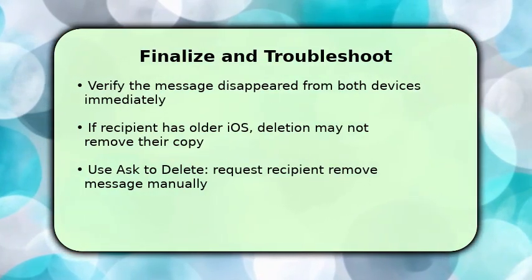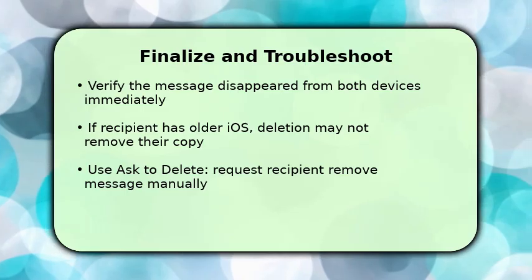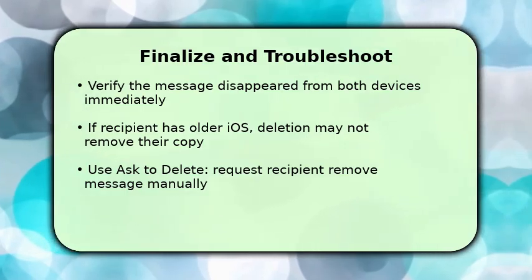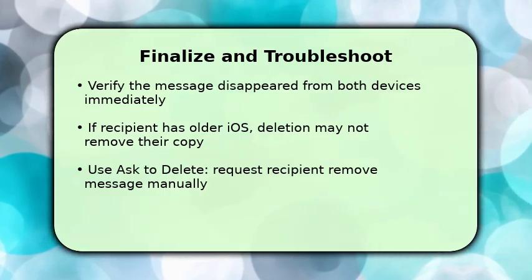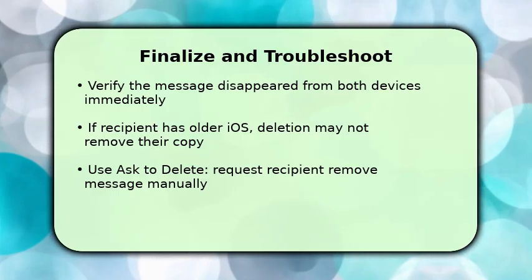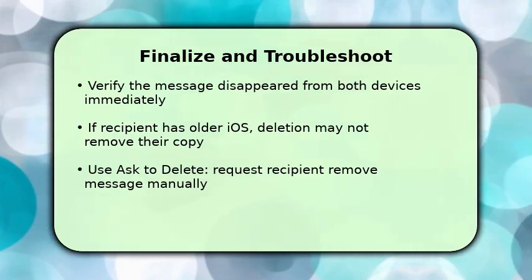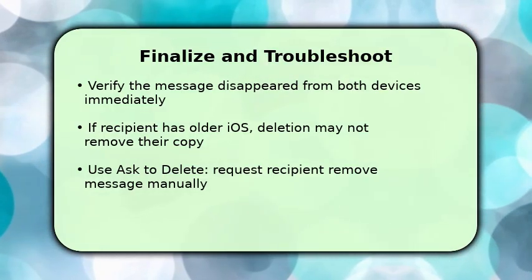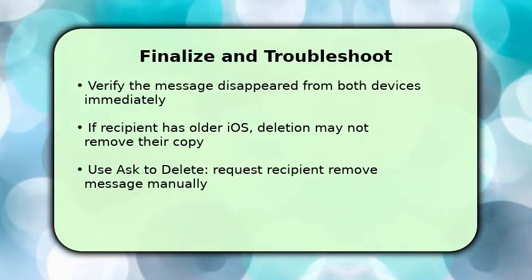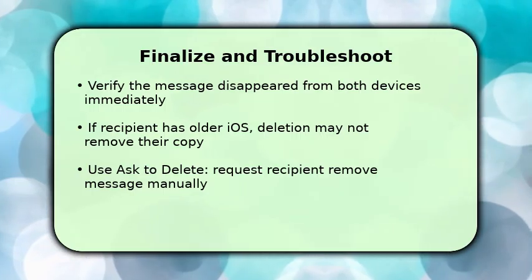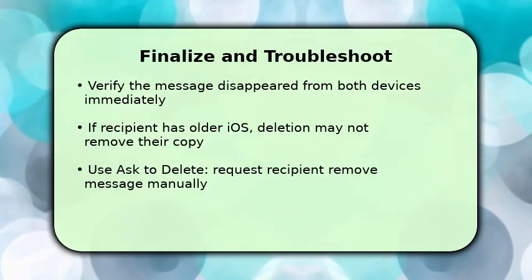If Unsend succeeded, the message will vanish and be replaced with a note that it was unsent. If not, the message may still exist on older iOS or non-iMessage clients. If you encounter failure, tell the recipient to delete the message manually and turn off message forwarding or SMS fallback. This ensures no lingering copies remain. Also, make sure both sides are online and synced to iCloud.